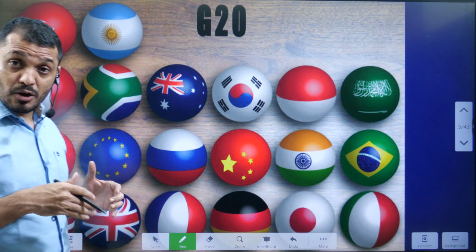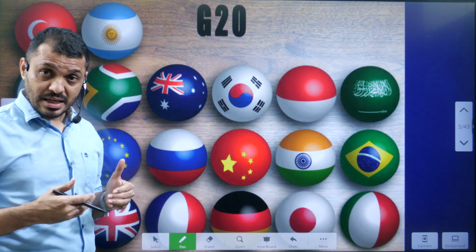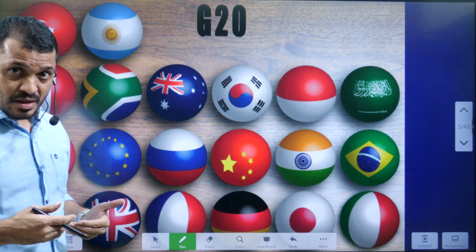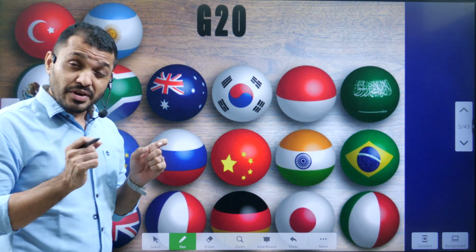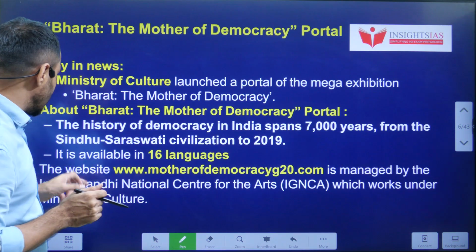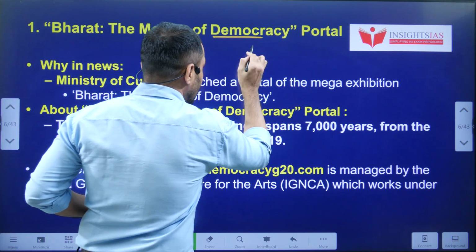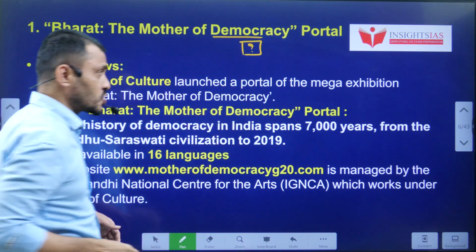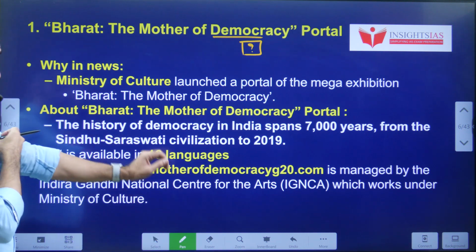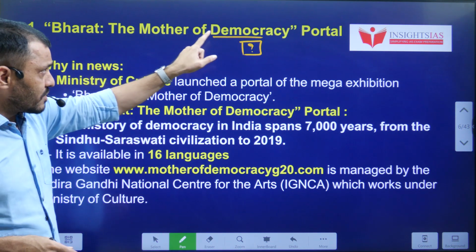In India, we follow indirect democracy in many ways. Now tell me students, in India, where will you see direct democracy? Give an example of where you will see direct democracy in India. Now we'll see what the name of the portal is: Bharat, the Mother of Democracy.